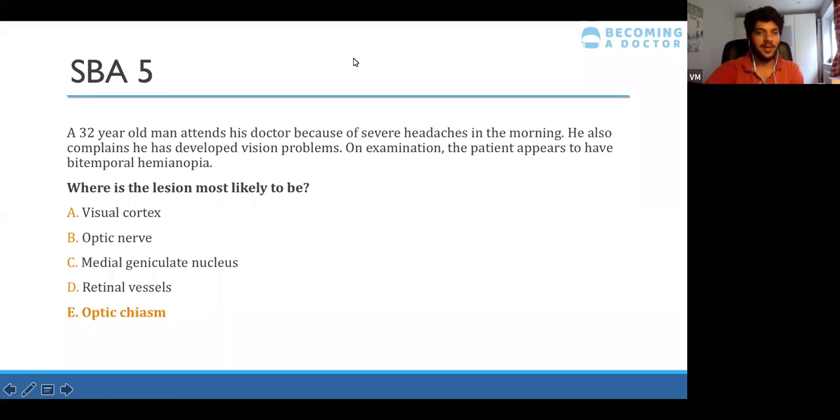Yeah, you got it right. It was optic chiasm because I accidentally pressed the button twice. So this is just a bit of revision from neuroanatomy. This is a case of a severe headache in the morning. He's got visual problems, so you're thinking of raised ICP. Bitemporal hemianopia classically is associated with a pituitary tumor, which impinges on the optic chiasm, causing your peripheral vision to be lost.